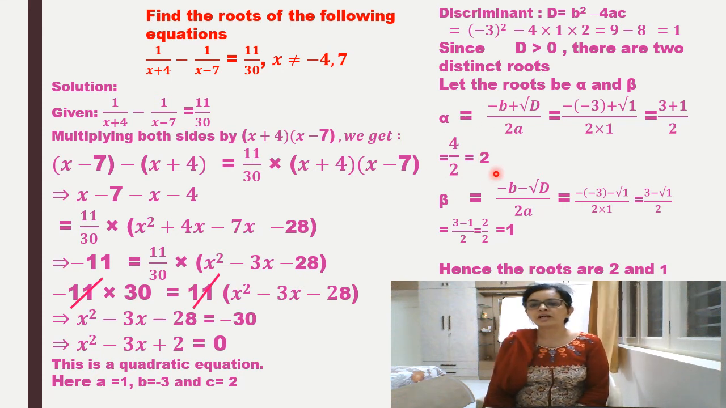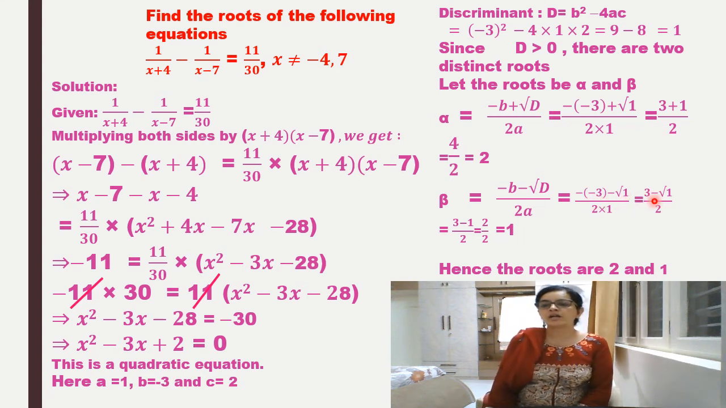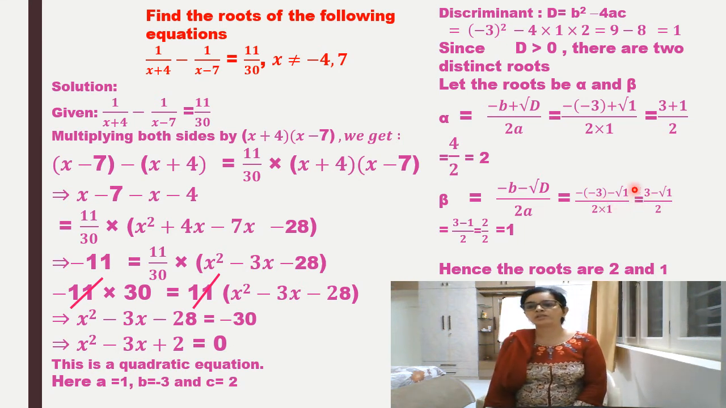And what about the beta? Here, instead of plus root d, we are going to use minus root d. So, what we'll get? Minus of minus 3 is plus 3 minus root 1. Root 1 is always 1. So, just understand that any root of 1 will be always 1. So 3 minus 1 upon 2 is 2 upon 2. On simplifying it, we get 1. So the roots of alpha and beta are 2 and 1. So the roots of this equation are 2 and 1.